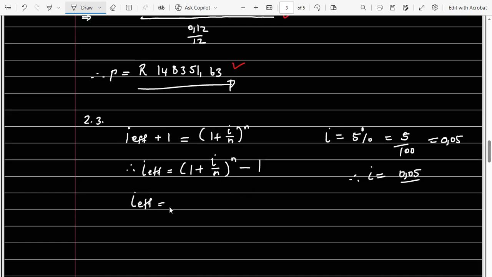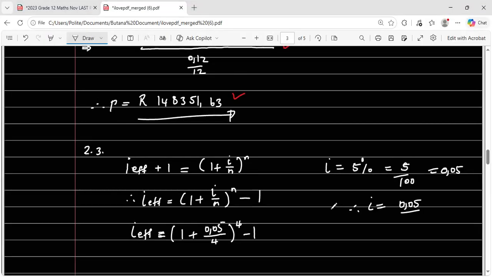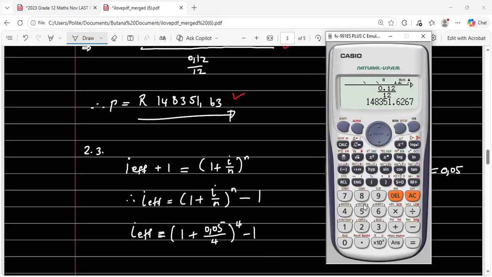I effective is equal to 1 plus 0.05, this is compounded quarterly, close the bracket, then n is just 4. Then we subtract 1. So the only thing you need to do is punch that on the calculator. I think finance is easy, as long as you understand the statement. So this is 1 plus 0.05 over 4. Remember, compounded quarterly, we divide by 4. And this will be to the power 4.